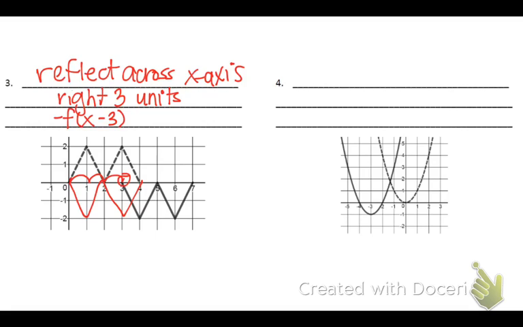So number 4, what's the name of that graph? What do we call it? A quadratic or a parabola. So tomorrow we're going to be working with our 6 parent functions. So that's linear, quadratic, square root, cubic, cube root, and absolute value. Okay, so you've seen most of those. I think there's only 2 you haven't yet, so we'll go over them.